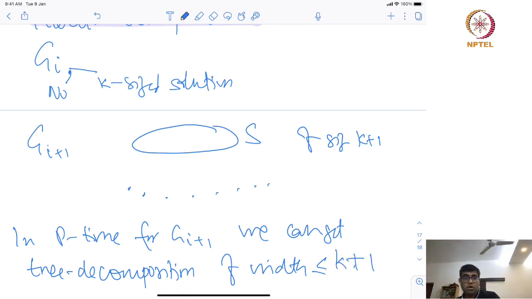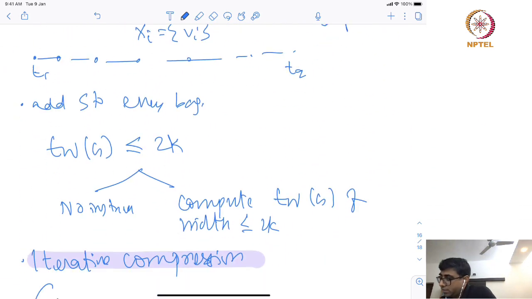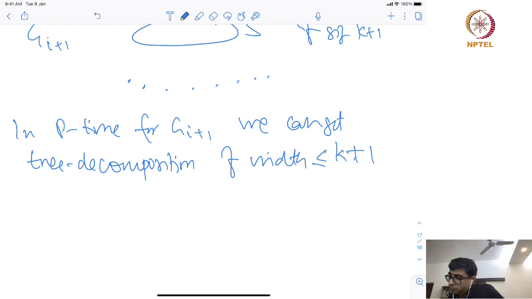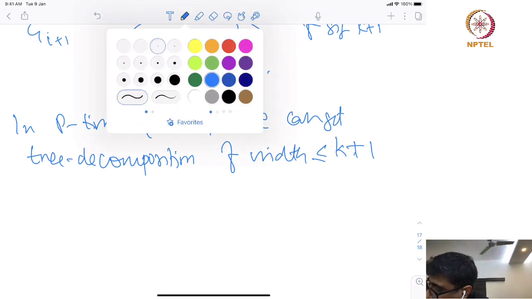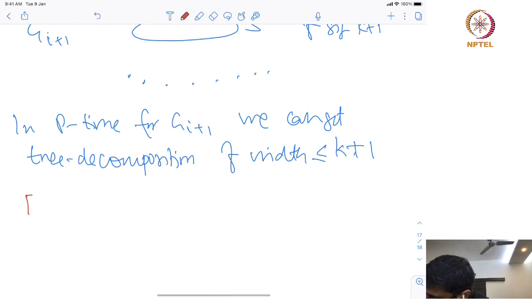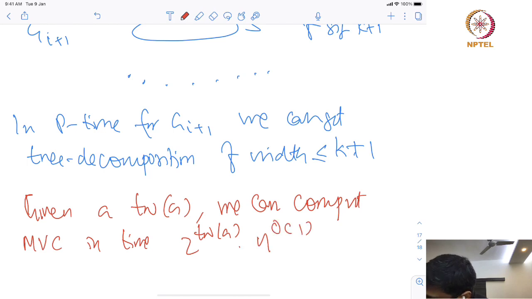All I am trying to tell you is why we care, and it is possible to show, which we will see in the next week, that given a tree decomposition, we can compute a minimum vertex cover in time 2 to the power tree width times n to the power O(1). We will see this.